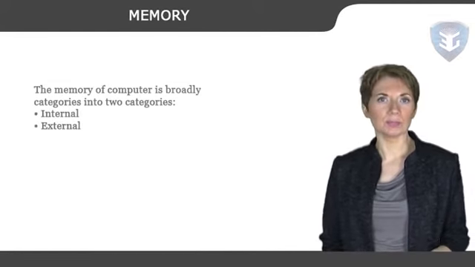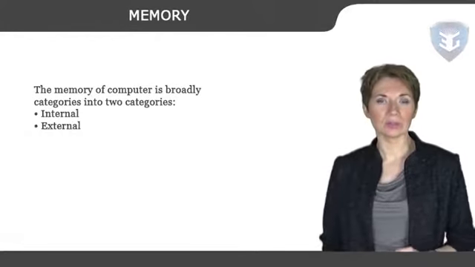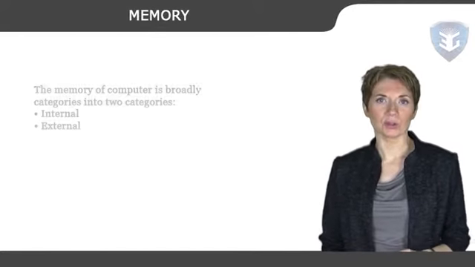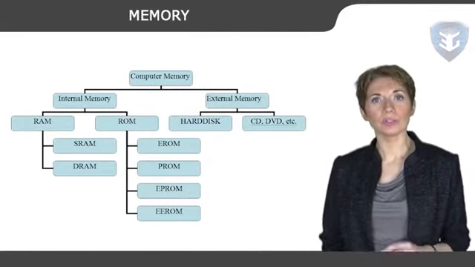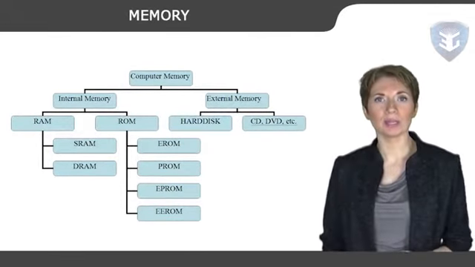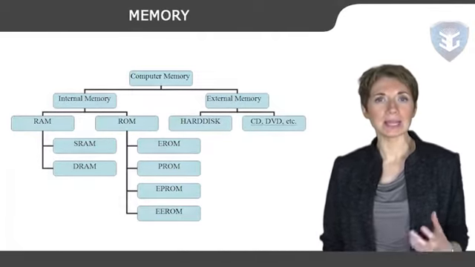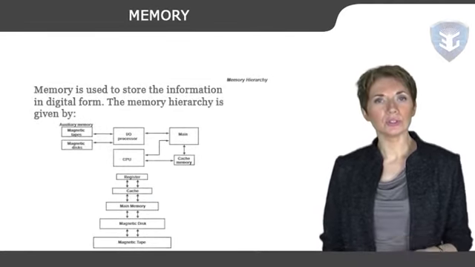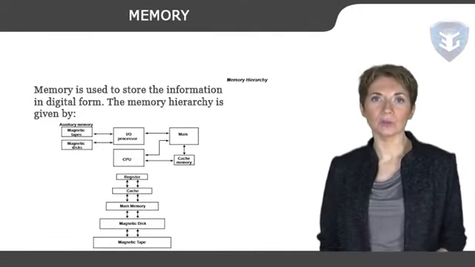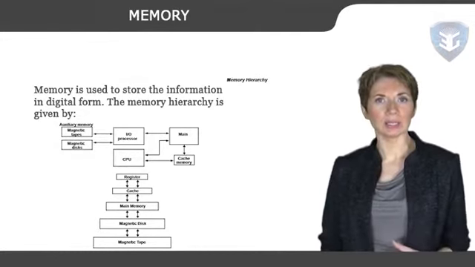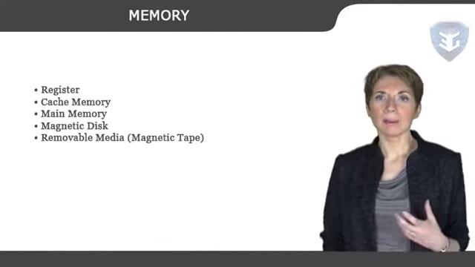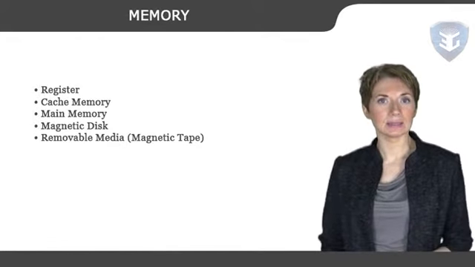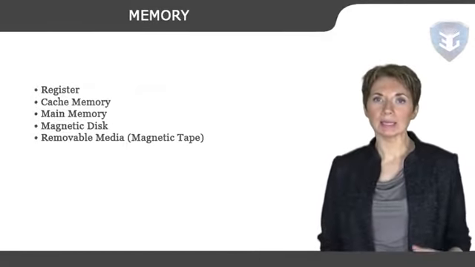The memory of a computer is divided into two broad categories, internal and external. Internal memory is used by the CPU to perform tasks, and external memory is used to store bulk information, which includes large software and data. Memory is used to store the information in digital form. The memory hierarchy is given by register, cache memory, main memory, magnetic disk, removable media, magnetic tape.